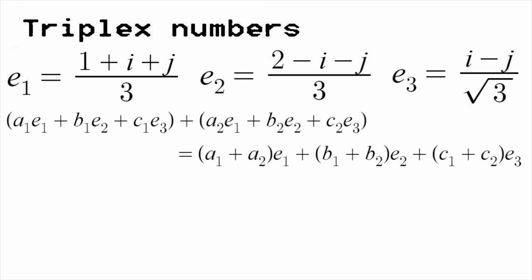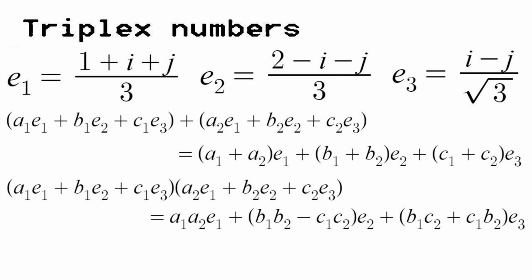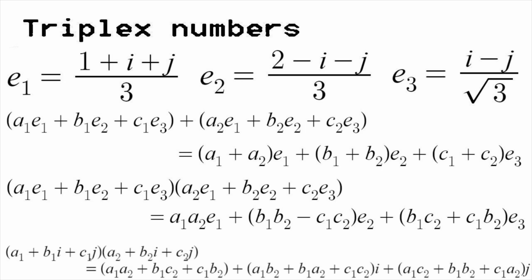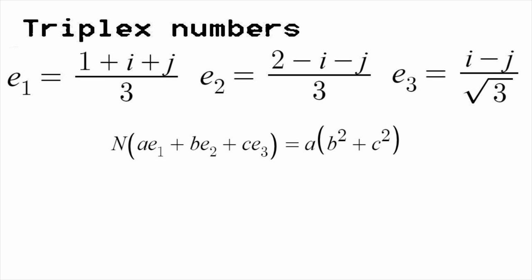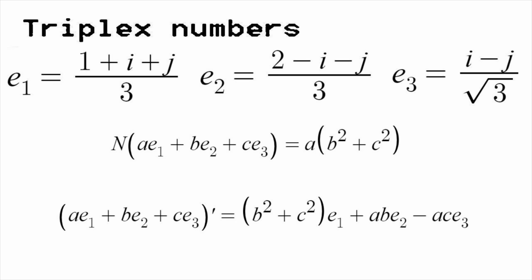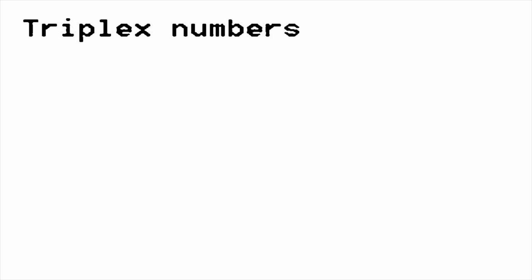Addition in this basis works pretty straightforwardly, and multiplication looks like this, which reduces the equation to 5 terms instead of 9. The n function of the diagonal basis, n of ae1 plus be2 plus ce3, equals a times b squared plus c squared. Likewise, the conjugate of such is this, which works because e1 plus e2 equals 1. Keeping all that in mind, let's move on to another problem.